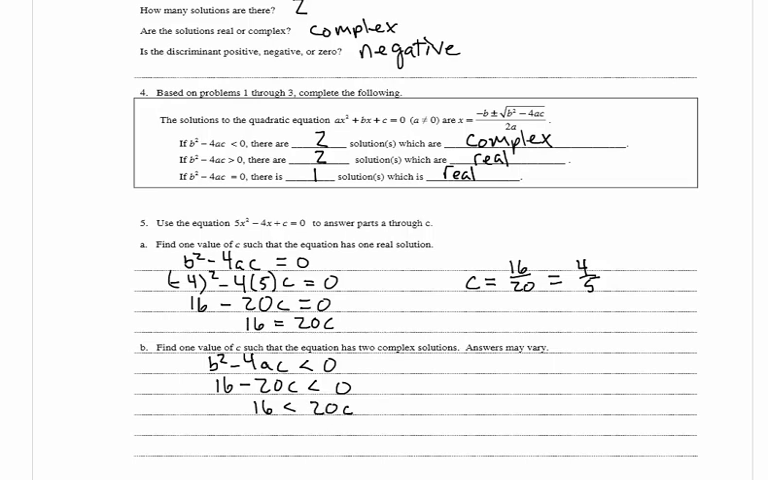And now divide by 20, so we get c needs to be greater than 16 over 20, or c needs to be greater than 4/5. So we could choose any value greater than 4/5 as an answer. So we could say c is equal to 1, and this would give us two complex solutions. And that's all for our video on solving a quadratic equation using the quadratic formula.